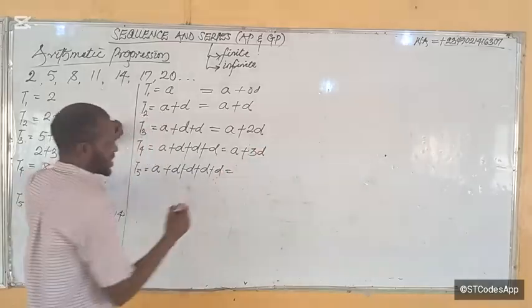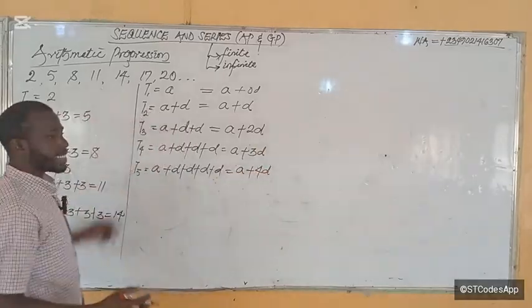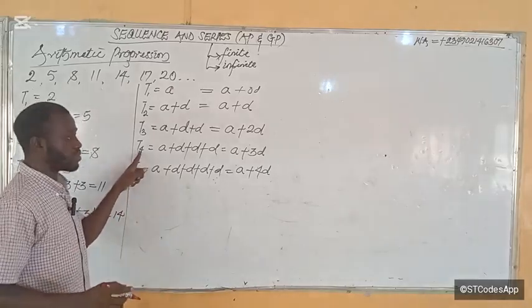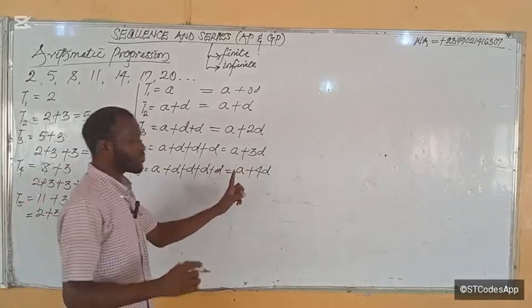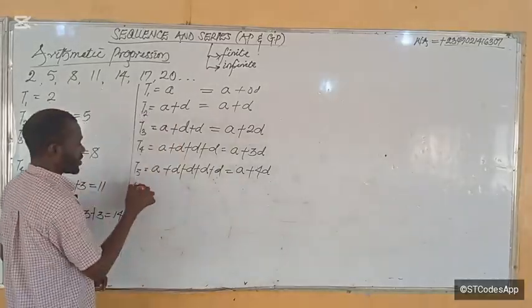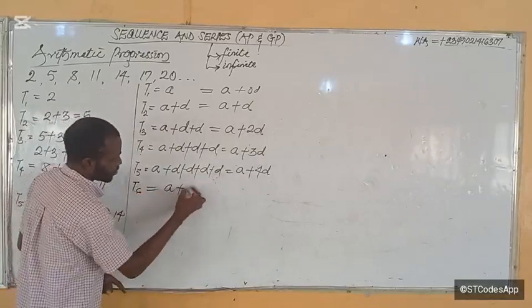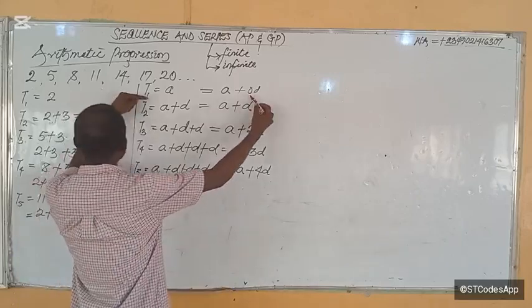T5, I'm noticing something right here. T5 is A plus 4D. It seems to me as though if I take a particular number, the number of D I will add to the first term is just one less than that number. Let me see. It means that if I wanted to get T6, it will basically be A plus 5D.